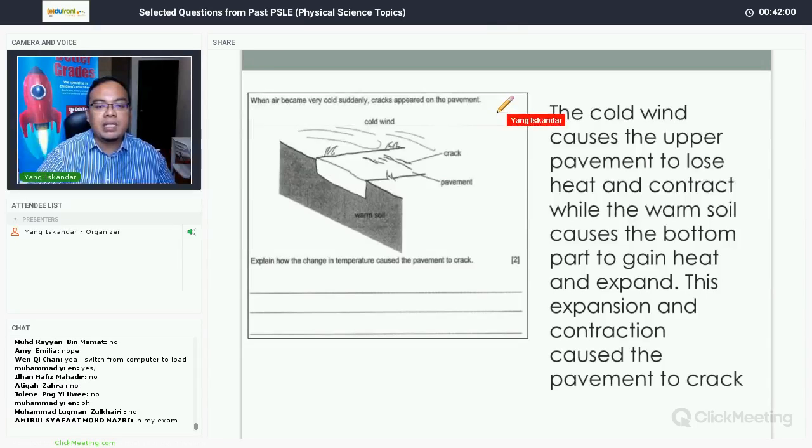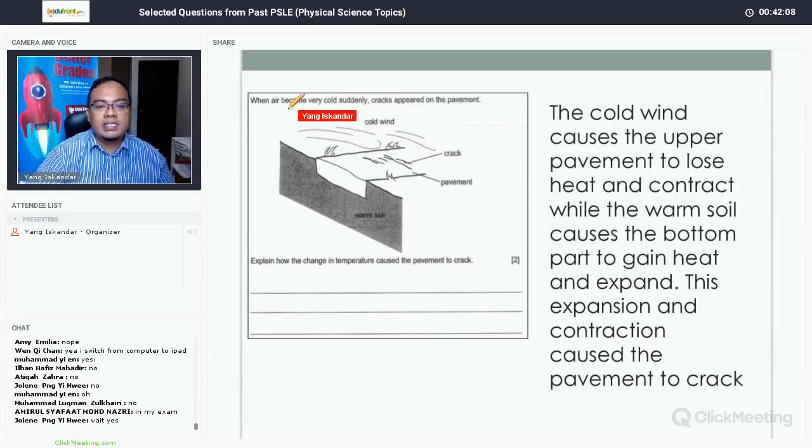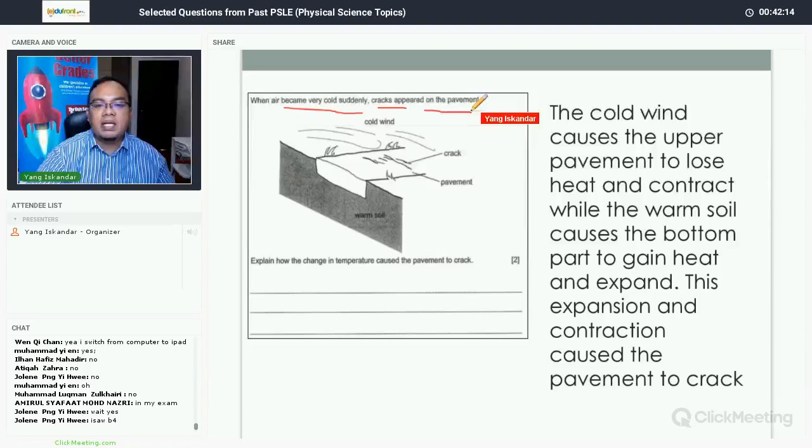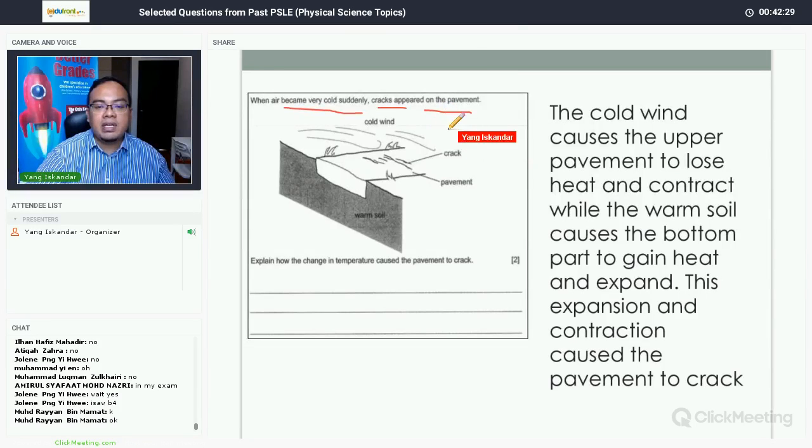Okay, this is what we call an application question, where there is no experiment and they ask you about a day-to-day situation. Okay, so you can see here, when the air becomes very cold suddenly, cracks appeared on the pavement. Okay, keyword here, let's take a look. If you see any application question, number 1, you take a look at all the items, all the terms and all the objects given in the question.